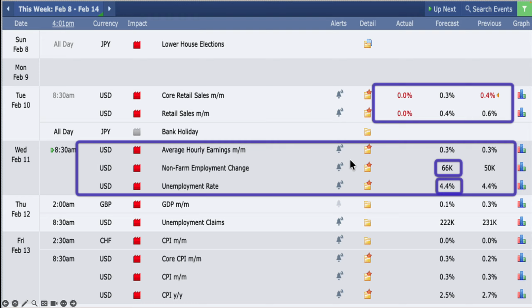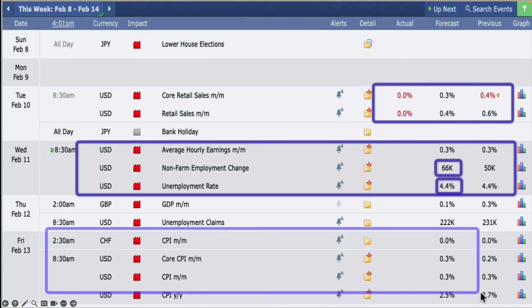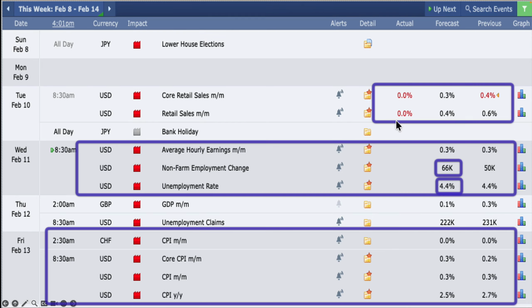This is again coming up tomorrow, and I will be looking at the dollar both ways, looking for the upside or looking for the downside. Outside of that, on Friday we get the CPI number, and that's going to be the next big report. So my focus is going to be all about the dollar going into tomorrow.